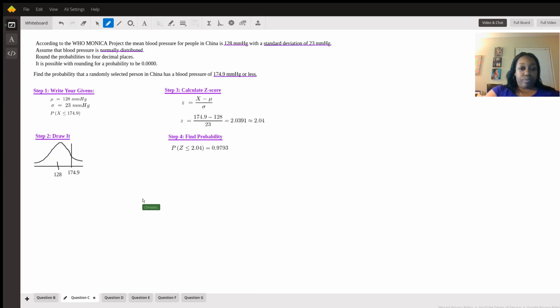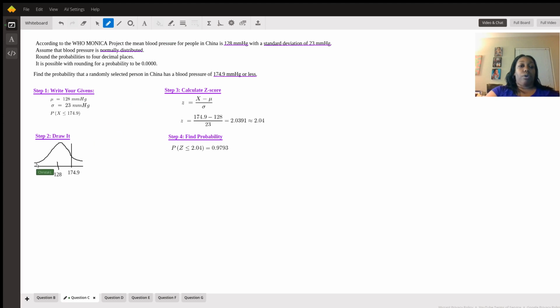Okay. For question C, we're essentially doing the same thing. So we already have our givens of the 128, the population standard deviation of 23. We know that it's normally distributed. This time it's saying to find the probability of 174.9 or less. That "or less" is important because that means that all we're doing is getting the area to the left.